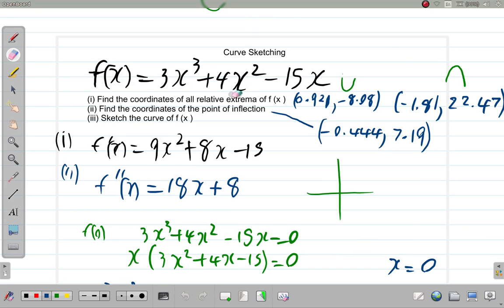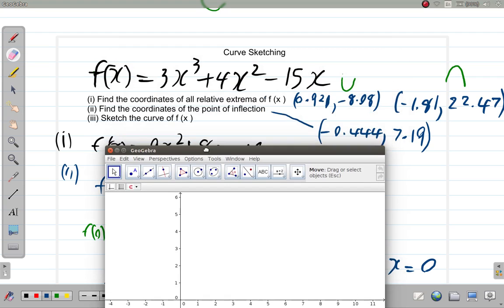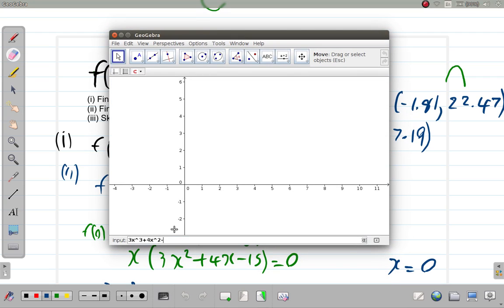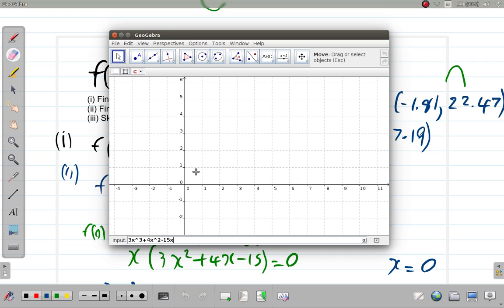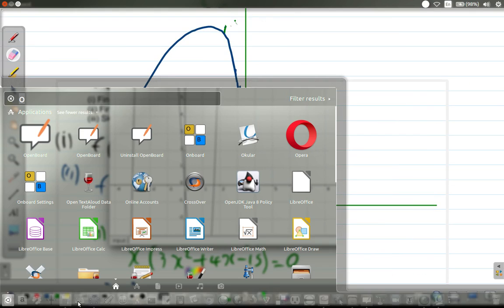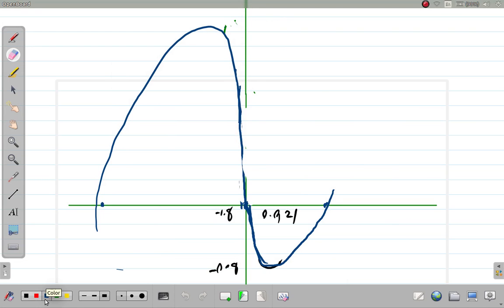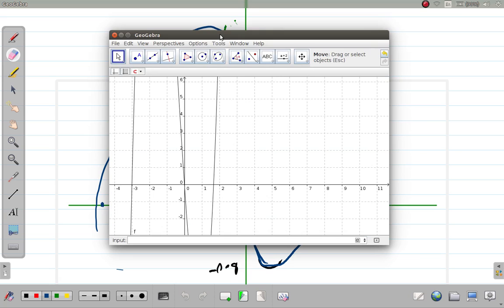We have 3x cubed plus 4x squared. Alright. 3x to the power of 3 plus 4x to the power of 2 minus 15x, and I want to see the grid. Alright, okay, good. Now let's look at this curve and open back our graph. Alright, let's compare.